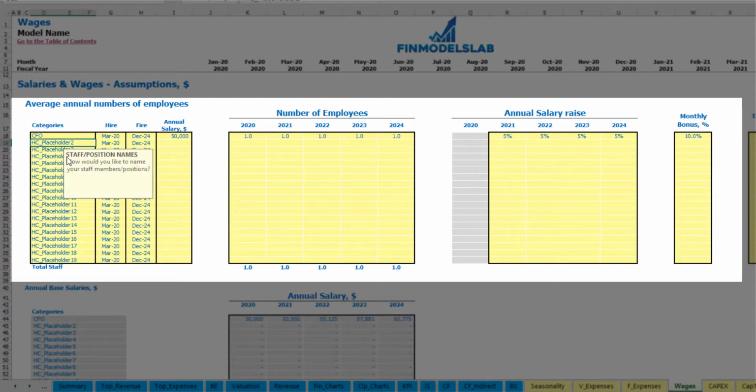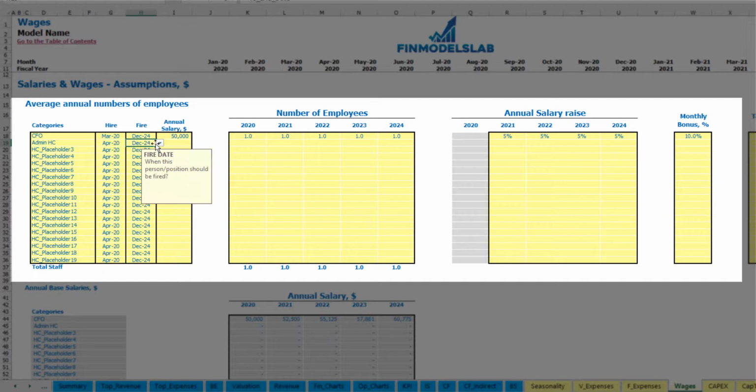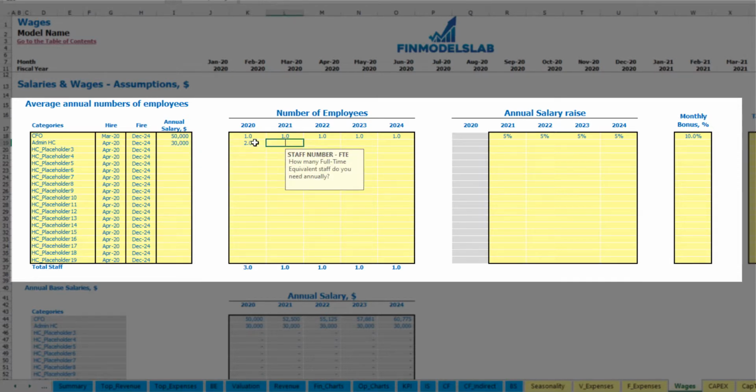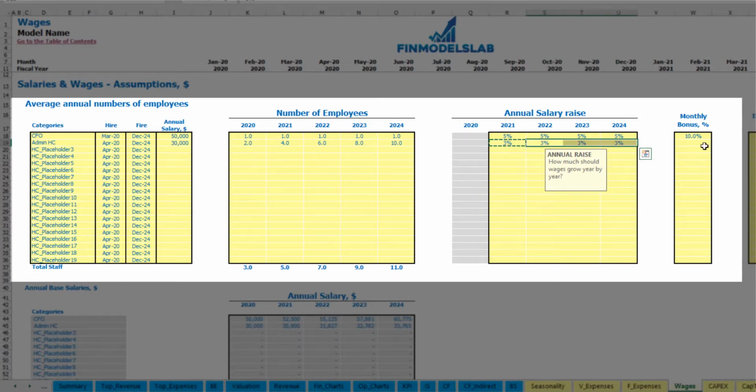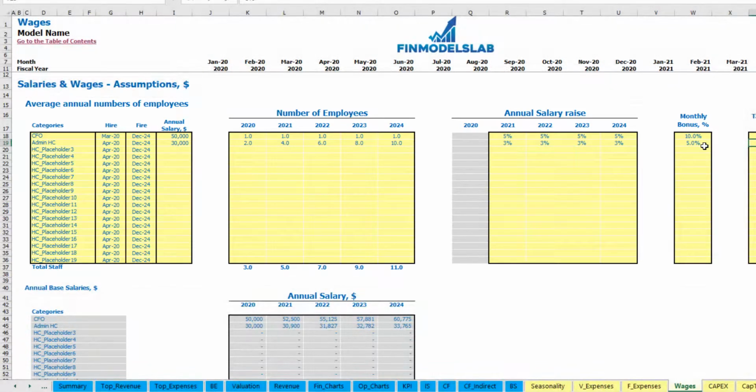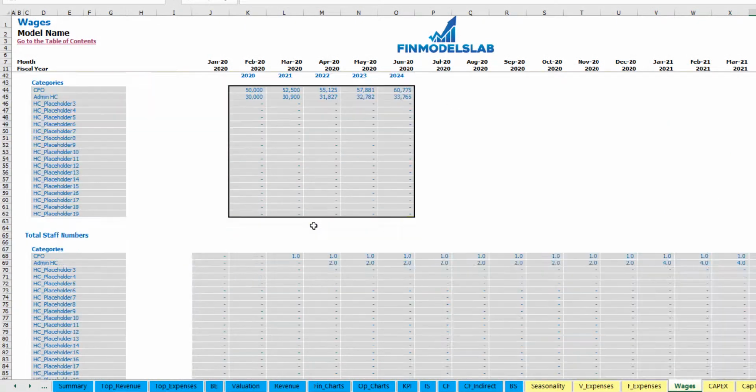Another option is the admin account, which will start in April and will continue till the end of the model with an annual salary of $30,000. Let it be in year number 1, 2, then 4, 6, 8, and 10 headcounts, with 3% of annual salary growth, 5% of monthly bonus, and 5% of payroll tax rate.